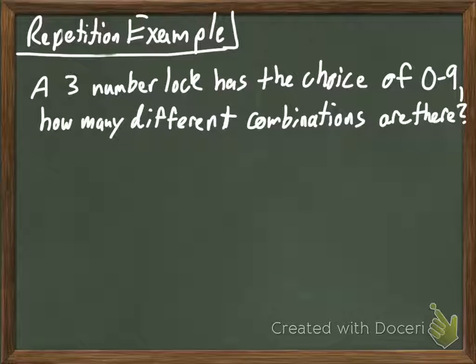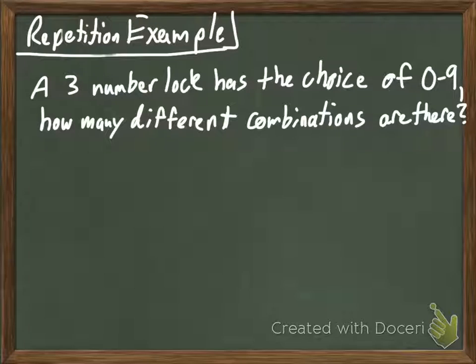So there's a couple examples. First, an example of repetition. A 3-number lock has the choice of 0 through 9. How many different combinations are there? So you get a bike lock, one of those where you can twist and pick the numbers to unlock it. At the factory they have a set order: this lock has this number first, this number second, this number third. Now the order that they're put in matters, but what doesn't matter is what number it is. You could have a code that's 111, and that works. It could be 222. That's fine. It could be 122. So you see that there's repetition involved.